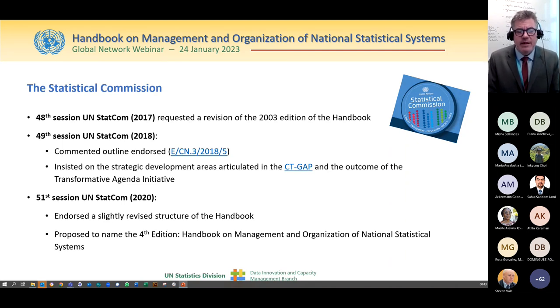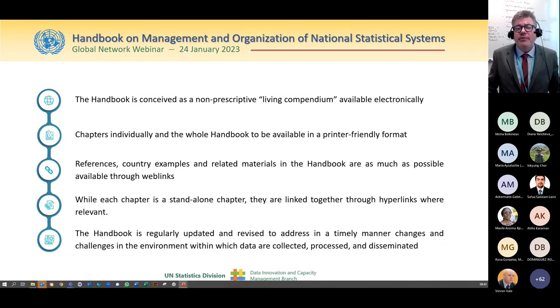But also at that moment, the new name of the handbook was proposed: Handbook on Management and Organization of National Statistical Systems. Sorry for that. Also something very important were the instructions that we received, the elements we agreed upon, that the handbook should be conceived around this important feature: it must be conceived as a non-prescriptive living compendium available electronically.